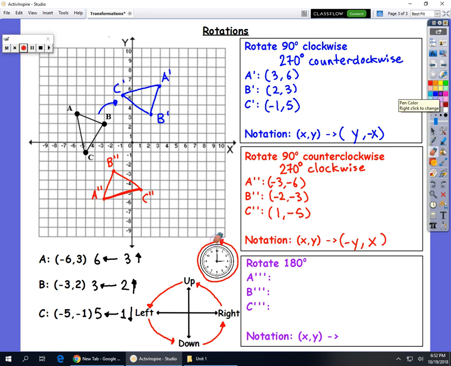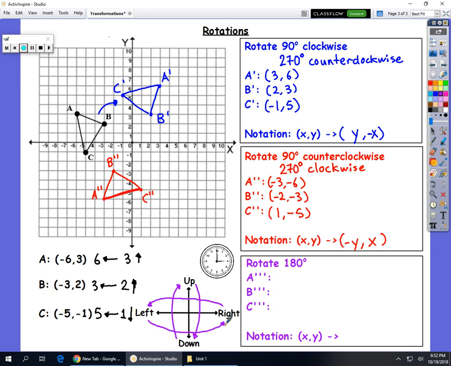Now, for the last rotation, this is 180 degrees. The nice thing about 180-degree rotation is that clockwise and counterclockwise, it does not matter. It still ends up in the same place. So let's think about our directions. If I'm going up, what is 180 degrees of up? It really just means turn to the other side. So instead of up, I'm going to go down. Up is going to be down. Down is going to be up. Right is going to be left. And left is going to be right. So up is down is up, left is right is left.